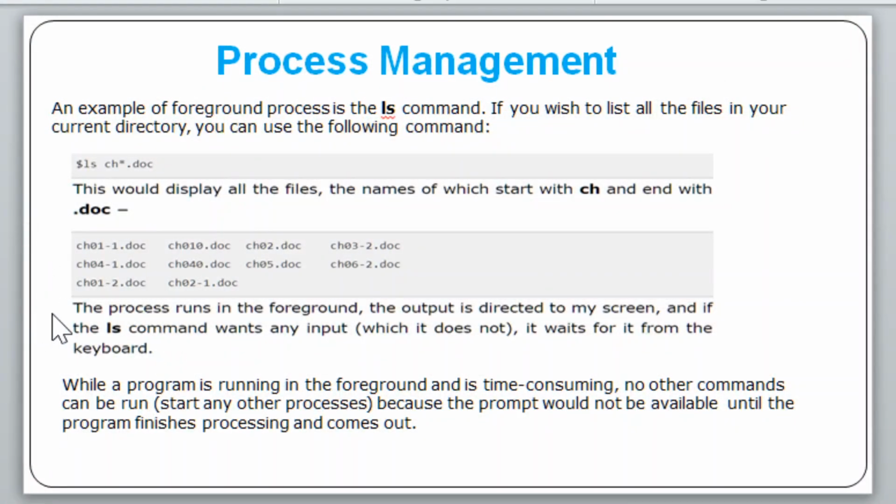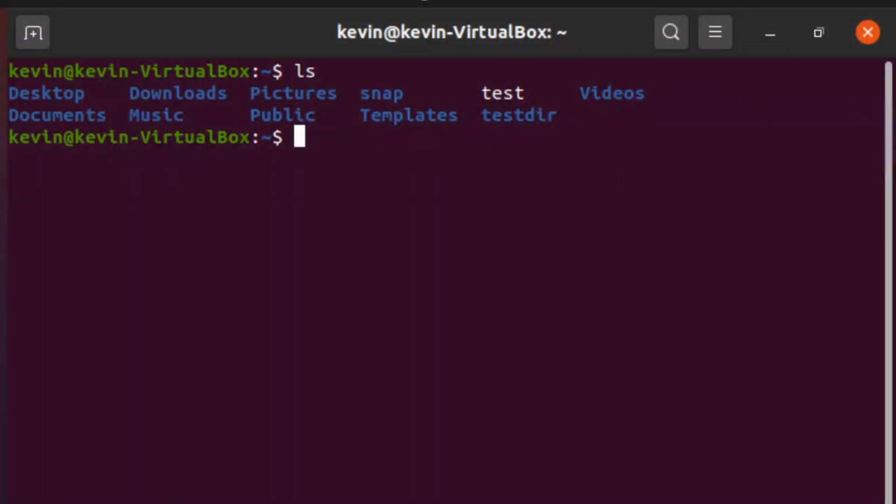And as you can see here, it says the process runs in the foreground, the output is directed to my screen, and if the ls command wants any input, which it does not, it waits for it to run from the keyboard. While a program is running in the foreground and is time consuming, no other commands can be run, meaning no other processes can be started, because the prompt would not be available until the program finishes processing and comes out. Okay? So on our machine here, we can see this happens pretty quickly.